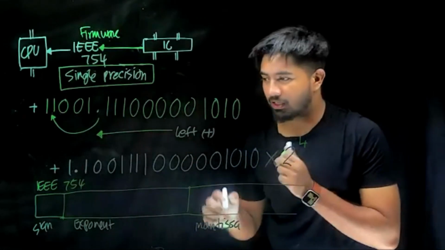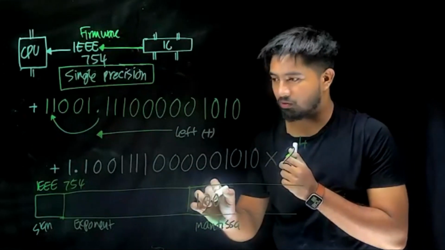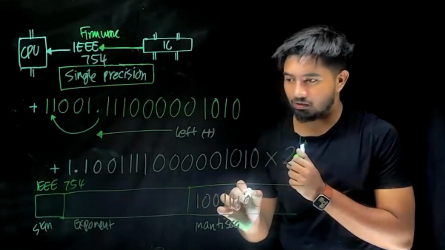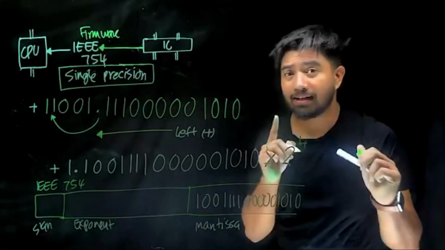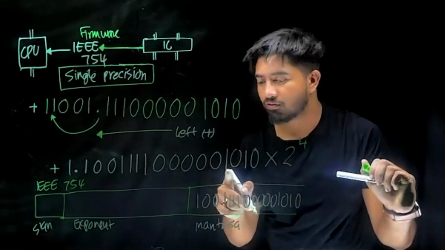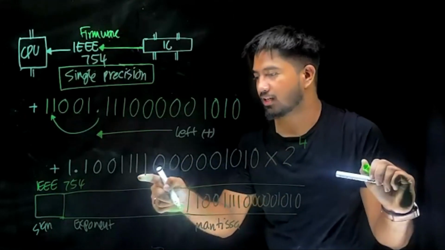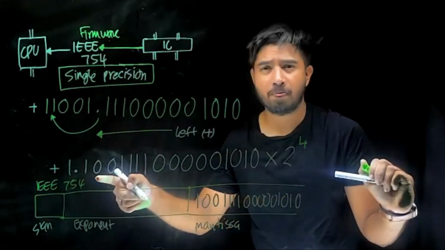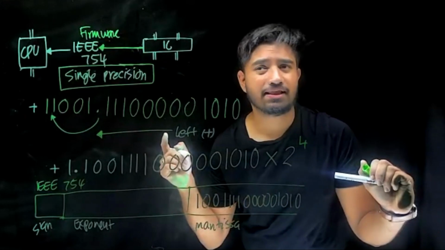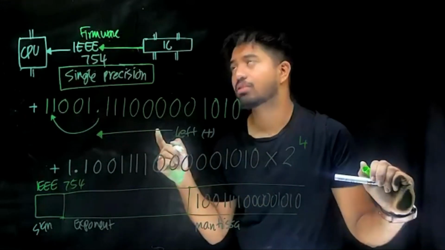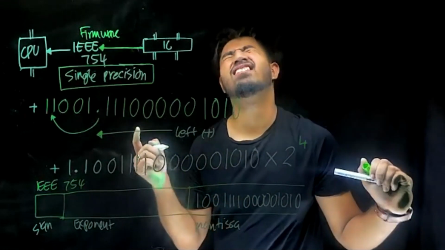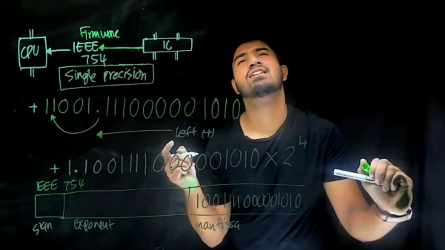Make a copy: 1, 0, 0, 1, 1, 1, 0, 0, 0, 0, 0, 1, 0, 1, 0. But there is a problem. Counting 1, 2, 3, up to 15. Mantissa has how many bits? How many bits are there? 23.